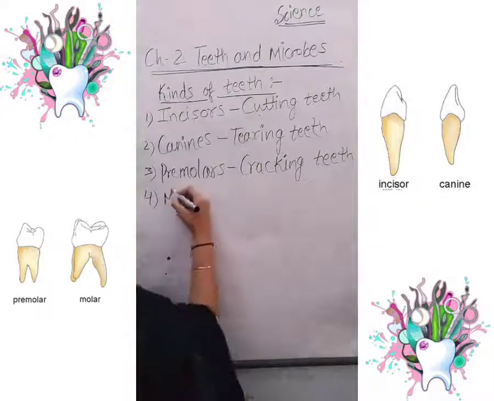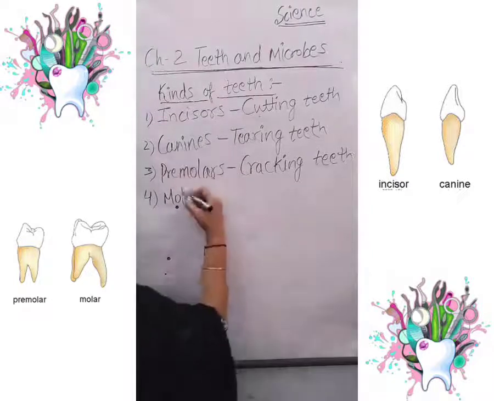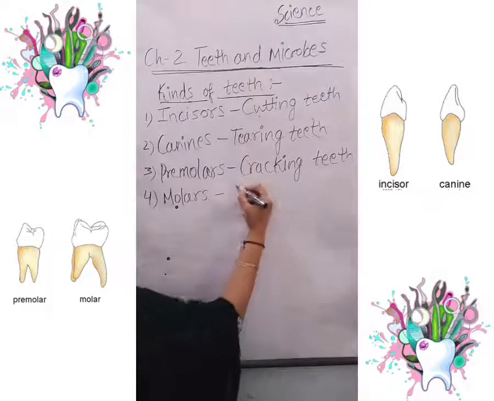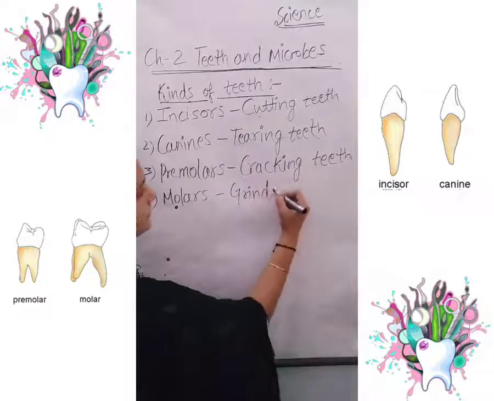and the last one, that is the strongest of them all, is the molars, which are also called grinding teeth.